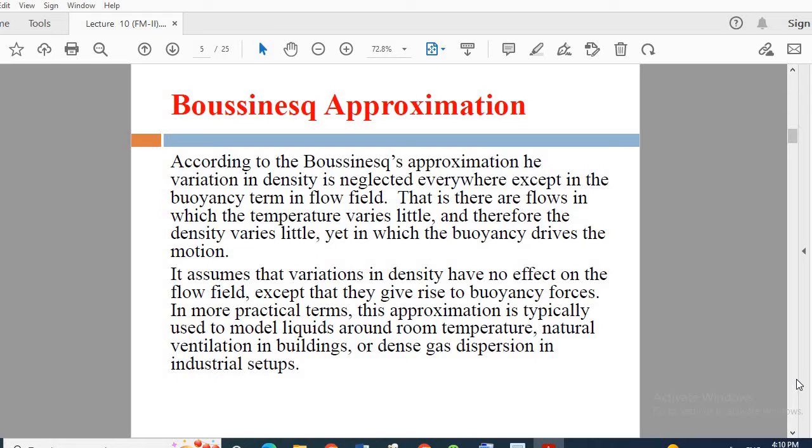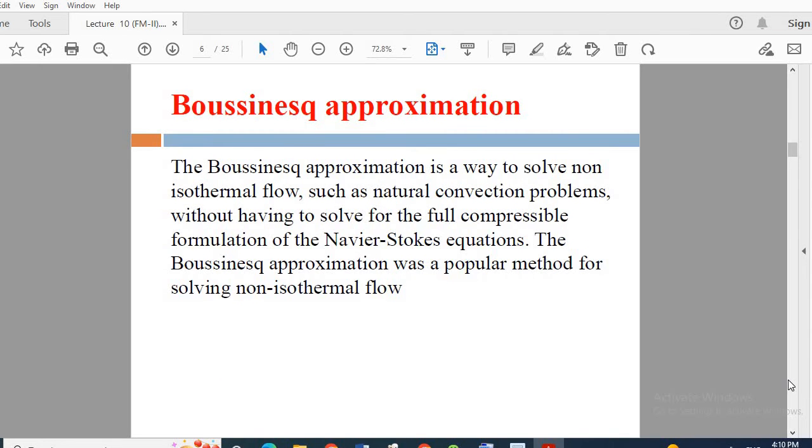It assumes that variations in density have no effect on the flow field except that they give rise to buoyancy forces. In practical terms, this approximation is typically used to model liquids around room temperature, natural ventilation in buildings, or dense gas dispersion in industrial settings. The Boussinesq approximation is a way to solve non-isothermal flow such as natural convection problems, and we use it without having to solve for the full compressible formulation of the Navier-Stokes equation.